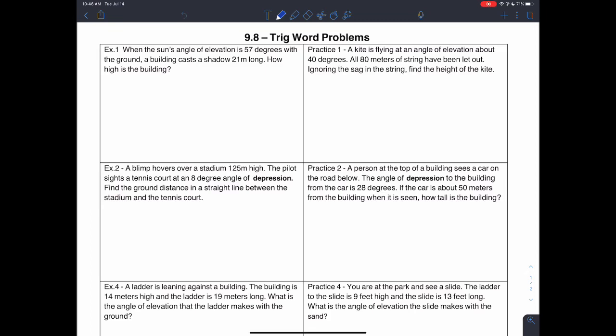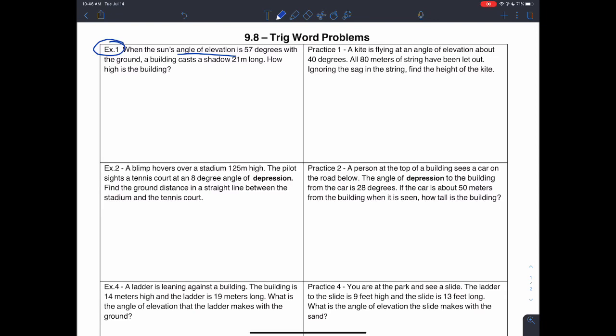Today we will be going over lesson 9.8, which is trig word problems, and we will be utilizing the trig ratios that we have been working with from the last two sessions. So let's get started. First we'll look at example 1, and let's read it. When the sun's angle of elevation is 57 degrees with the ground, a building casts a shadow 21 meters long. How high is the building?